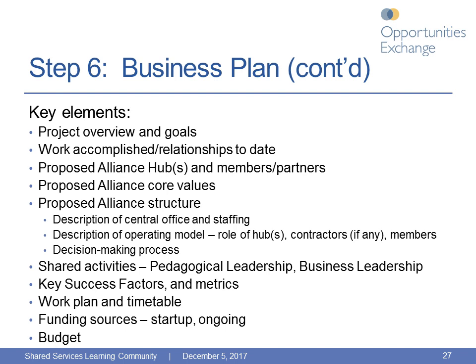The key elements that you want to have in a business plan are the overview and the goals of the alliance, what's happened to date, who the proposed hub or hubs is or are, what the core values are, what the proposed structure is going to be in terms of staffing and operating model and decision-making process, what's going to be shared, and very importantly, what is going to be the measure of success. How are you going to know whether this works or not? What's the timetable, and what are the funding sources and budget?